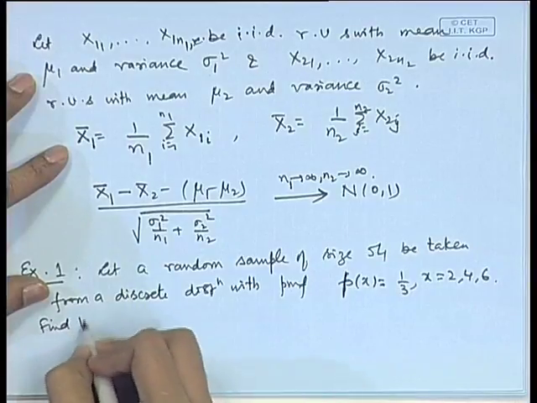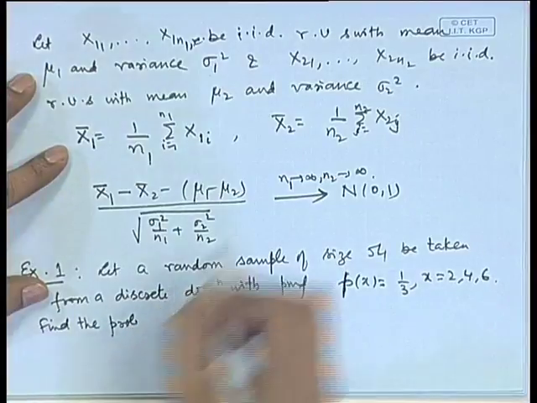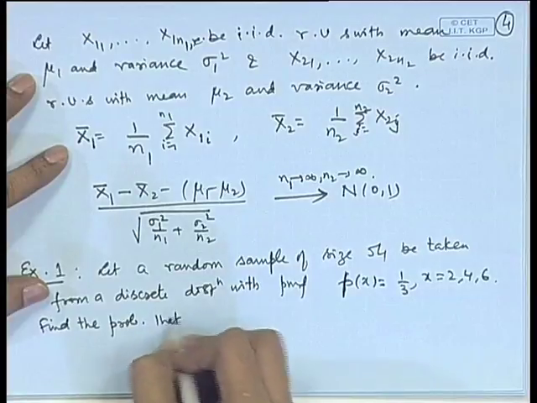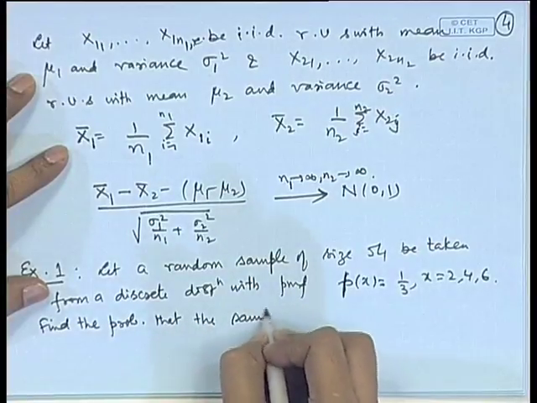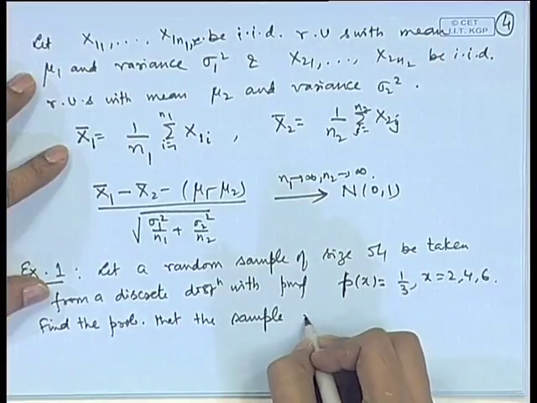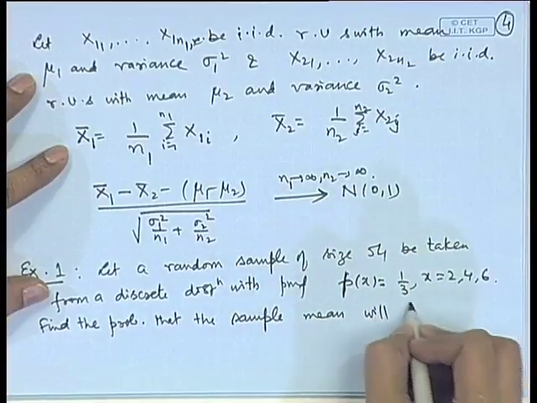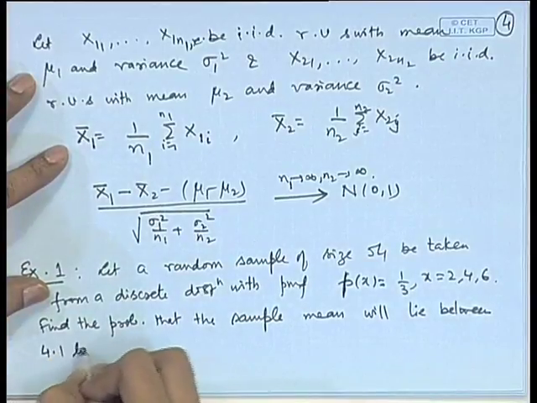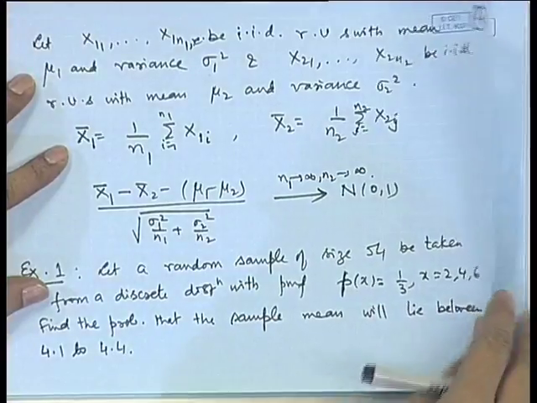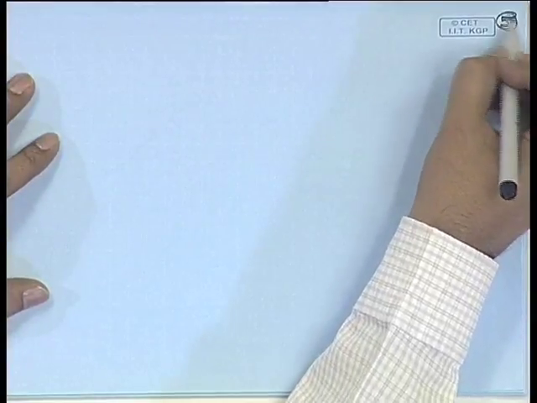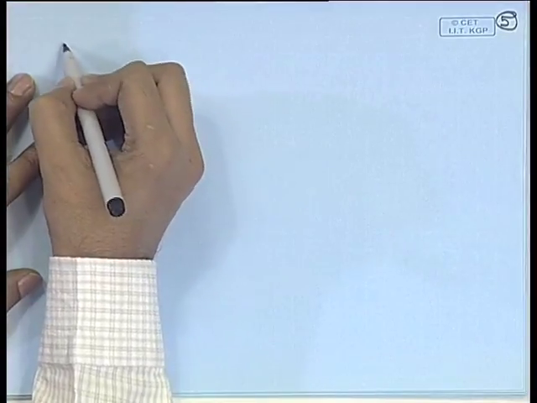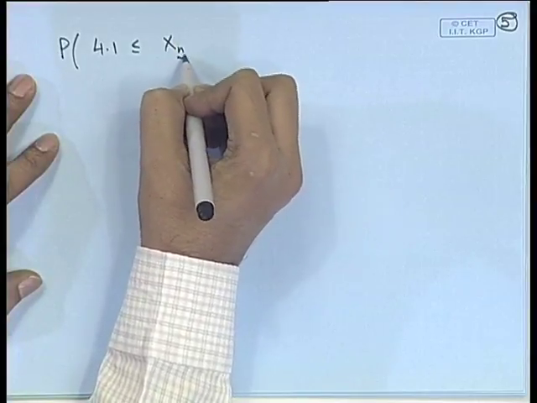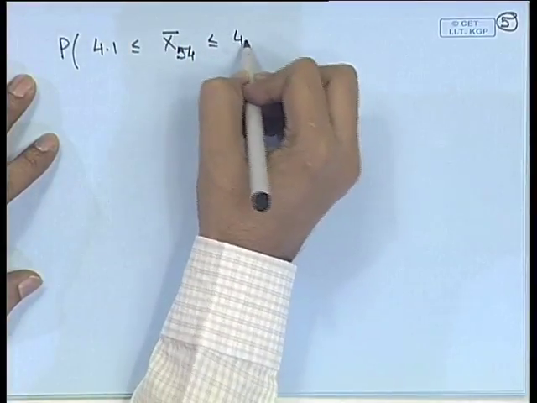Find the probability that the sample mean will lie between, say, 4.1 to 4.4. So, basically we are interested to get the probability of 4.1 less than or equal to X n, where X n is X 54 bar, less than or equal to 4.4.